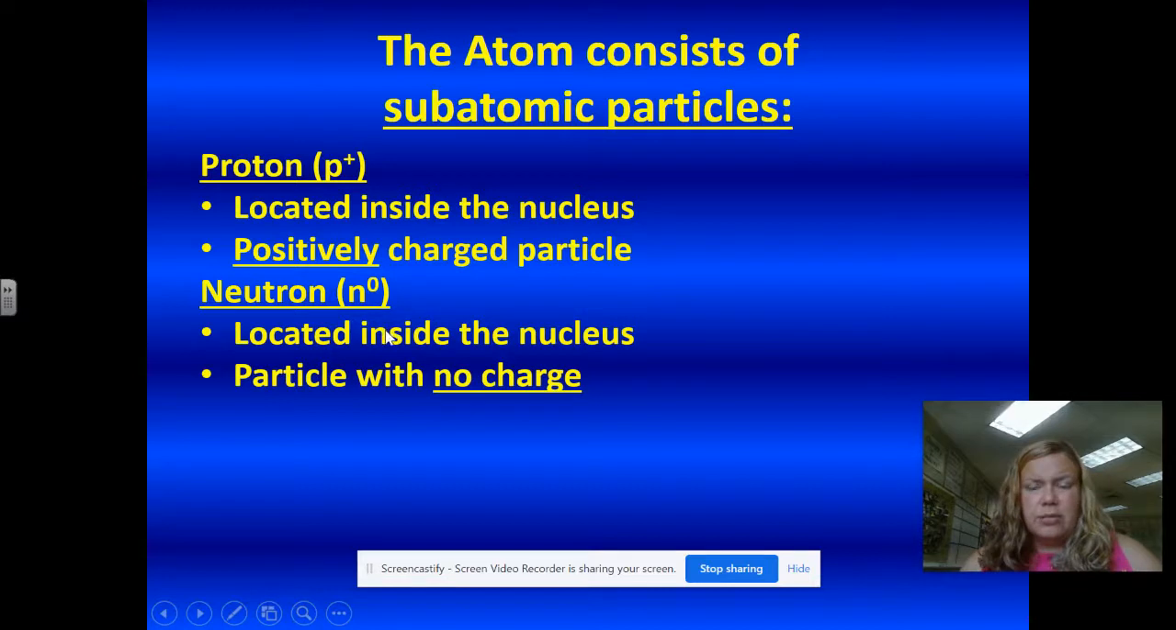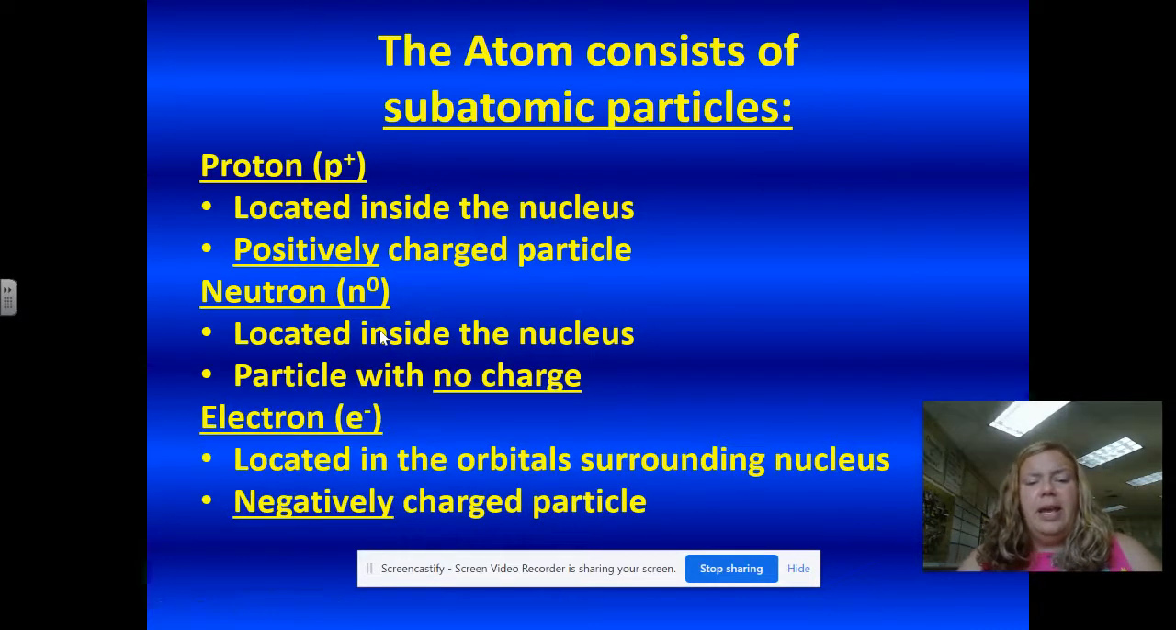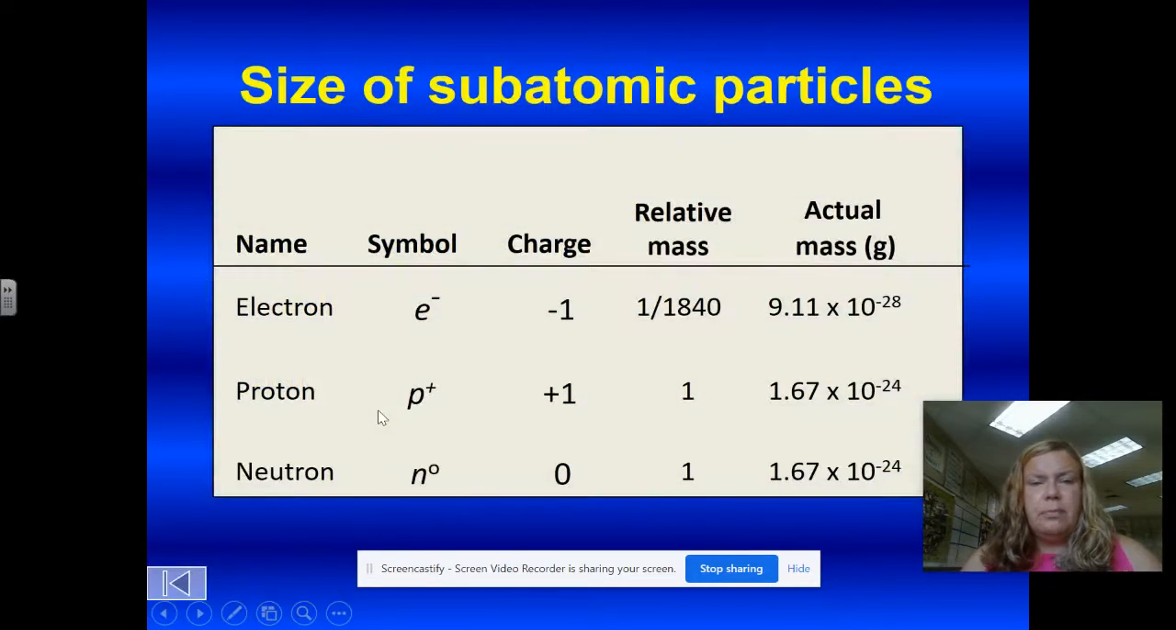That's a handy way to write neutron instead of having to write it out every time. And finally, the electron is located in the orbital surrounding the nucleus, and it is, of course, a negatively charged particle. And the method in which we write electron is e, and then a superscript of a minus charge.